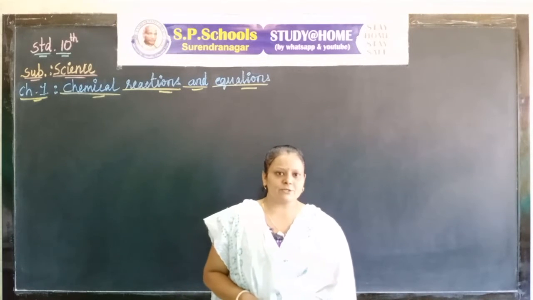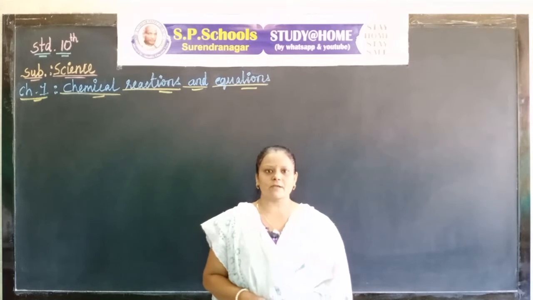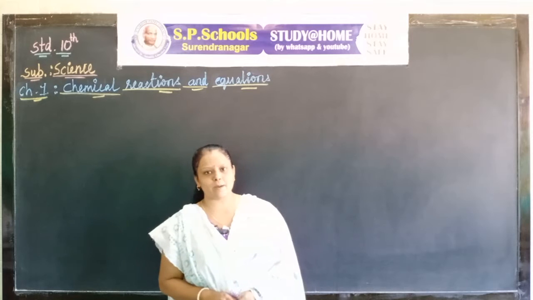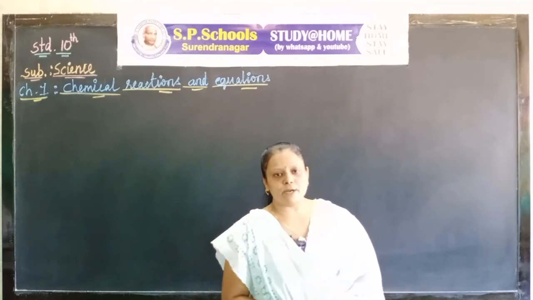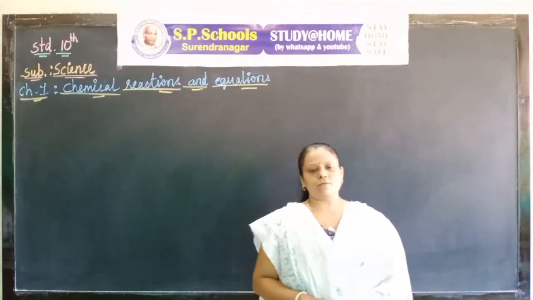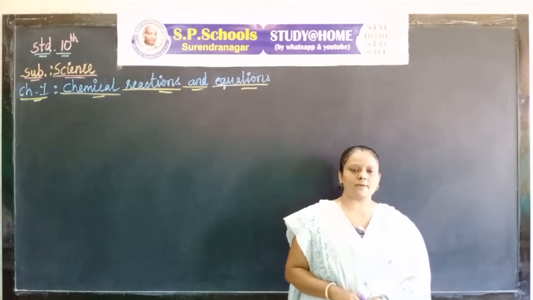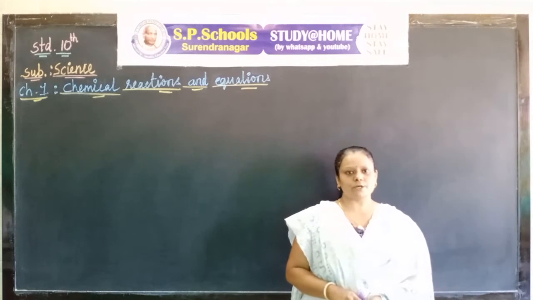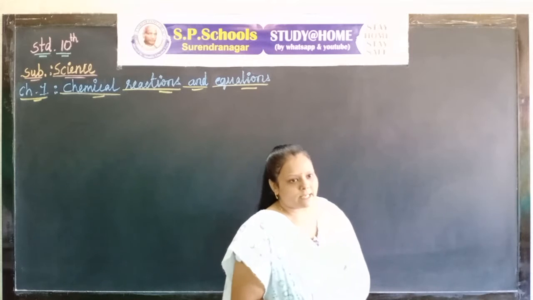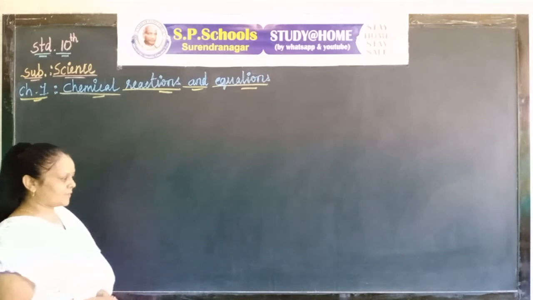Hello friends, in chapter number 1, Chemical Reactions and Equations, we already studied one type of chemical reaction, which is called combination reaction. Now we study another type of chemical reaction, and it is called decomposition reaction. Let's see an activity to study the decomposition reaction.